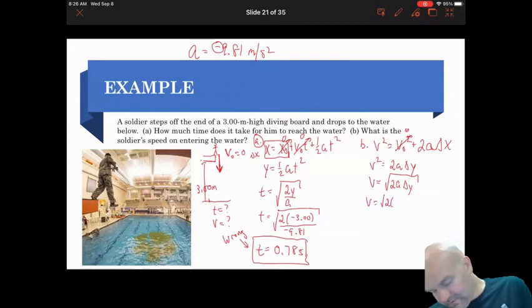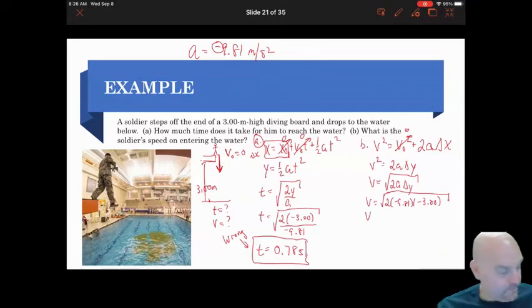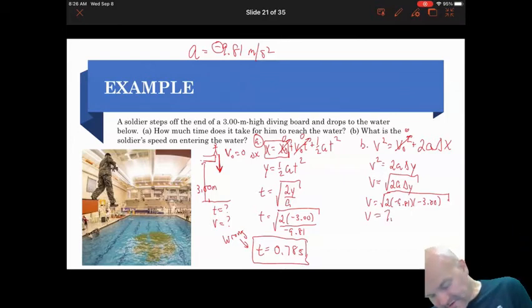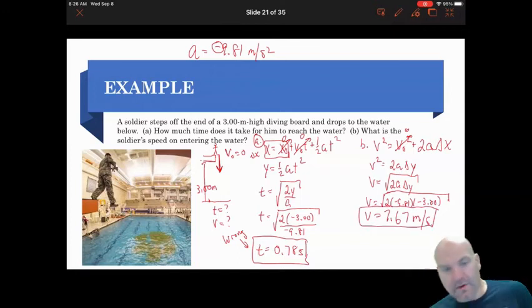So we would say v equals the square root of 2 times negative 9.81 times negative 3.00. And so our velocity will be 2 times 9.81 times 3, square root, answer. Oh, I forgot the decimal. I was like, he's moving very fast once he hits the water. And so his velocity would be 7.67 meters per second when hitting the water.